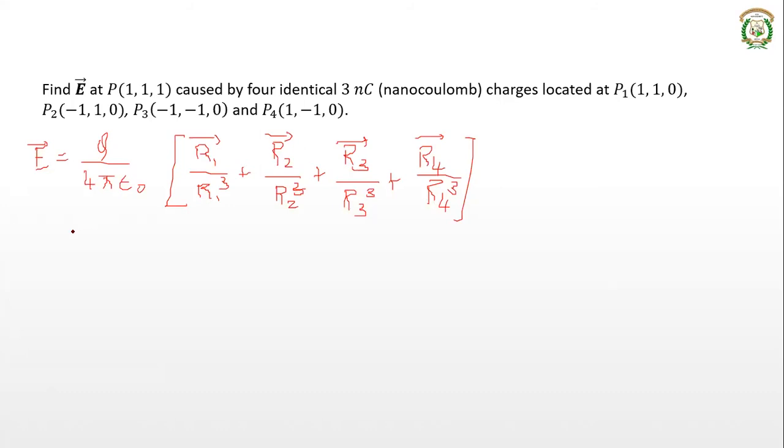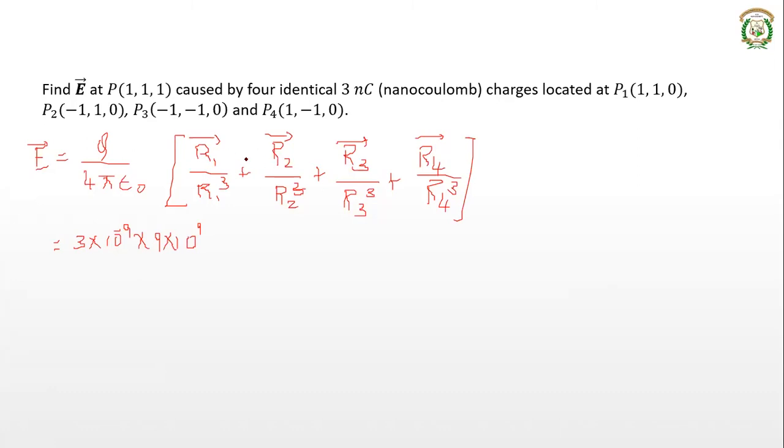First, let us write what is Q. Q is given as 3 nanocoulombs. We have this 3 into 10 raised to minus 9. And I told you 1 divided by 4 pi epsilon naught, you can take it as 9 into 10 raised to 9, the approximate value. Or if you want the exact value, you can take it as 1 divided by 4 pi into 8.854 into 10 raised to minus 12. It will almost be equal. You'll get it as 8.98.